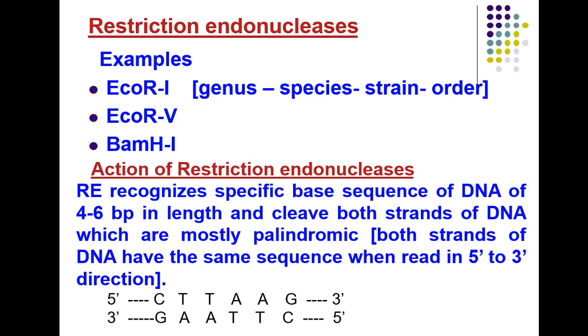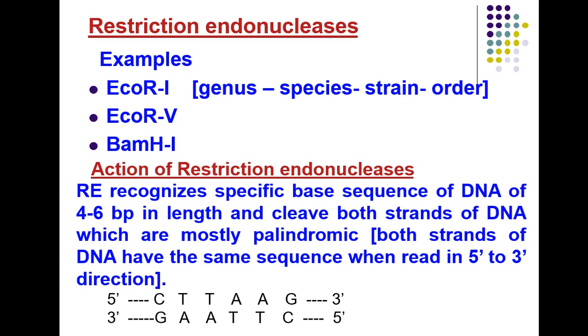So examples of restriction endonucleases you can see here: EcoRI, EcoRV, and BamHI. These are the enzymes produced by bacteria. Different bacteria will produce different types of restriction endonucleases. So what is the action of restriction endonucleases? I told you restriction endonucleases are called molecular scissors.